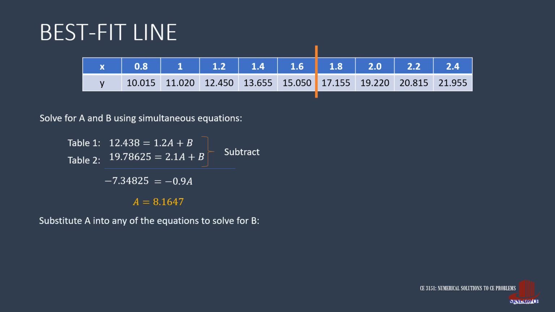Substitute a into any of the functions. Say we use the function from table 1, making the equation 12.438 equal to 1.2 times 8.1647 plus b. This is simplified as b equal to 2.64036. Finally, place these variables into the best fit line function as y equal to 8.1647x plus 2.6404.